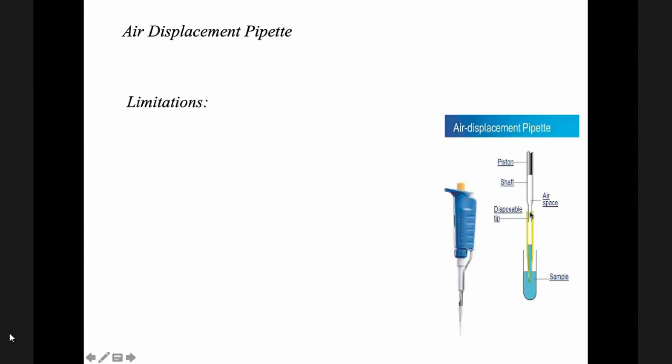Now we go to automatic pipettes. If you can recall, we have the single displacement and the multi-channel displacement pipettes. Now we go to the air displacement pipette, the automatic pipette.